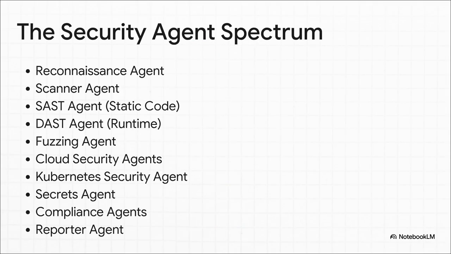And when I say an army, I mean it. We're talking about a whole spectrum of specialists. You've got your recon agents, your scanners. You have agents that dig into your static code, that's SAST, and others that test it while it's running, which is DAST. Then you've got agents watching your cloud setup, whether it's AWS or Azure, your Kubernetes clusters. Even agents that are constantly hunting for leaked secrets on places like GitHub. Heck, there are even compliance agents for things like ISO and GDPR. The whole point is to build this incredible, multi-layered defense.